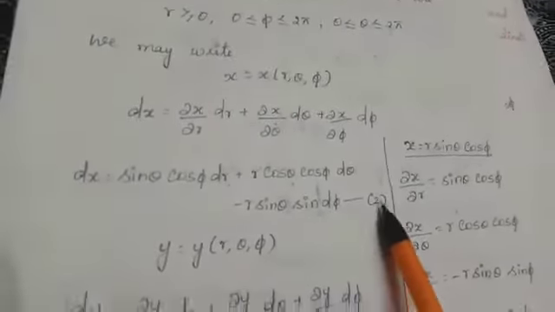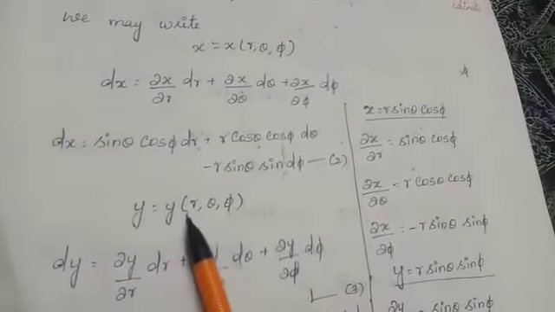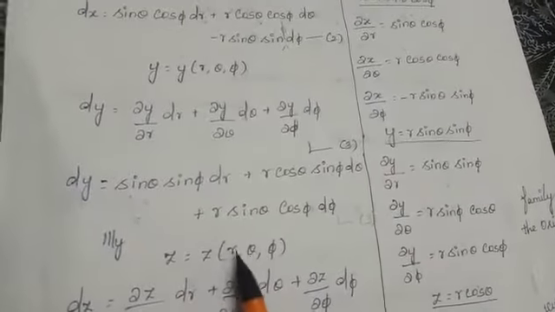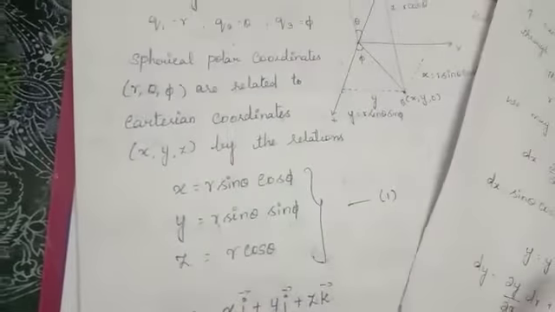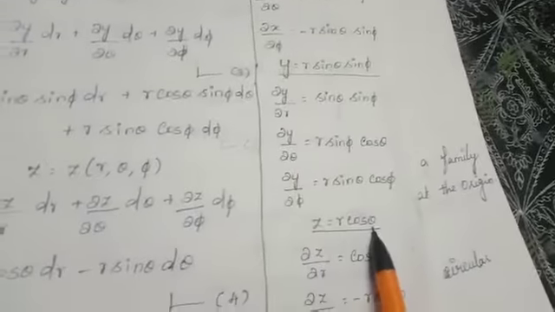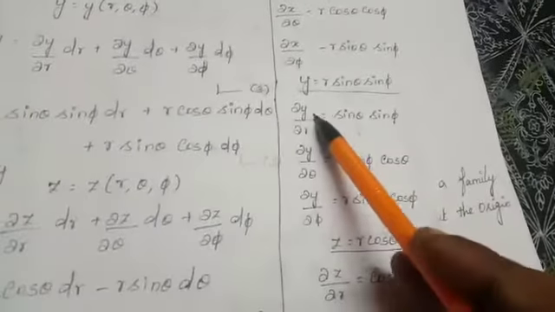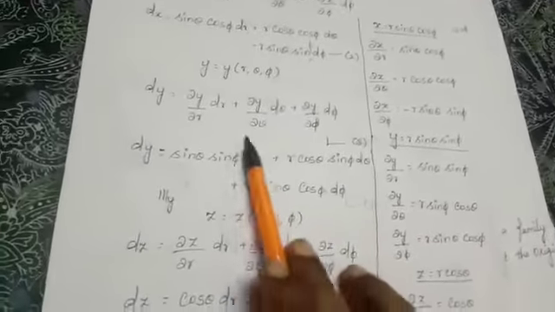So this is equation 2. Similarly we can write y equal to y of r, theta, phi, and z equal to z of r, theta, phi. Again we have to differentiate the y value. So y equal to r sin theta sin phi, and z equal to r cos theta. Differentiate with respect to r, theta and phi, and substitute these values in these two equations.